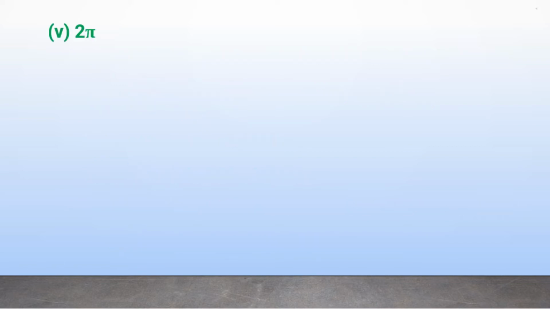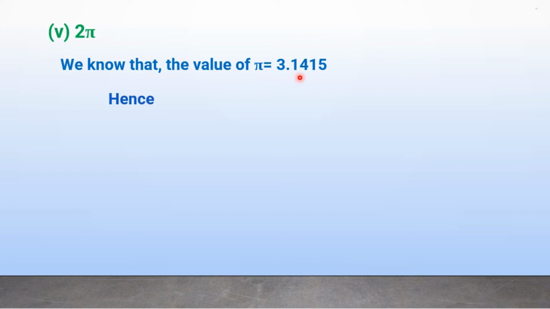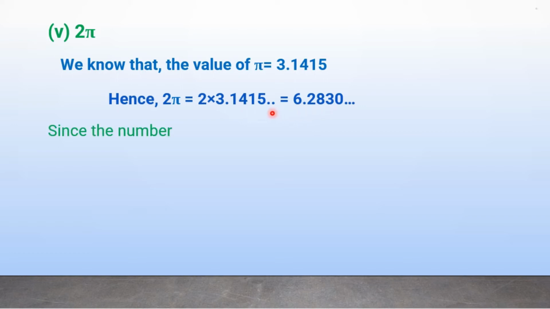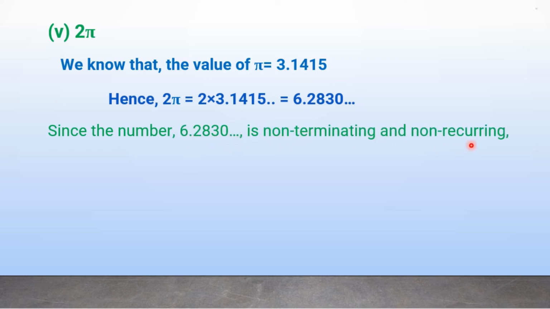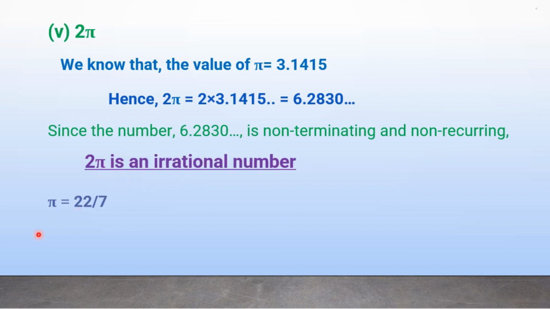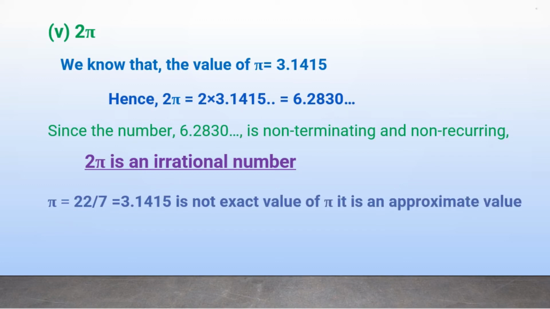Fifth one, 2 pi. Solution. We know that the value of pi is equal to 3.1415 and so on. Hence, 2 pi is equal to 2 into 3.1415 and so on, which is equal to 6.2830 and so on. Since the number 6.2830 is non-terminating and non-recurring, so 2 pi is an irrational number. Pi is equal to 22 by 7 is equal to 3.1415 is not the exact value of pi. It is an approximate value.